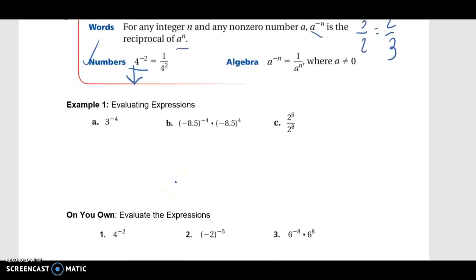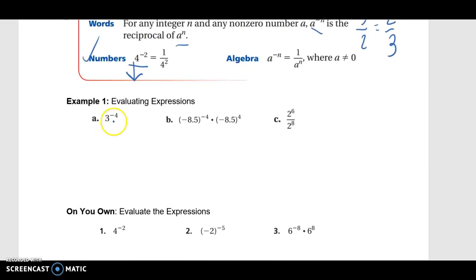And let me show you what I mean here. Take a look at this one. Our 4 is negative, so I'm going to bring everything below my fraction bar line because I want it to be positive. And then I know 3 to the 4th power is 81. So that's my final answer for the first one. So anytime you have a negative exponent, bring that below your fraction bar line.